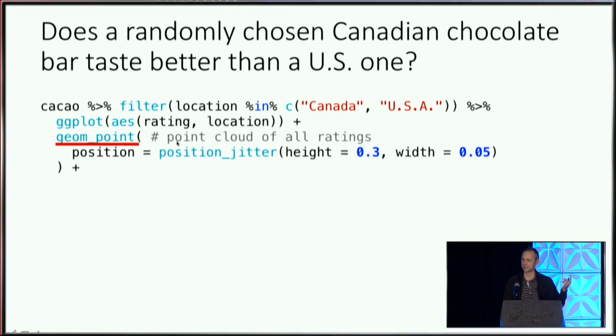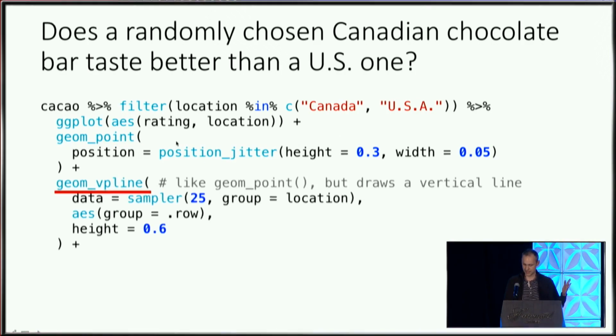First, we plot a cloud of all the ratings, right? That's just a geom point. And then I invented this geom, which I think is needed, and nobody had done it, I think. If somebody has, tell me, and I'll delete it from my package. I call this a vertical point line. It's like a point, but it's a line, right?